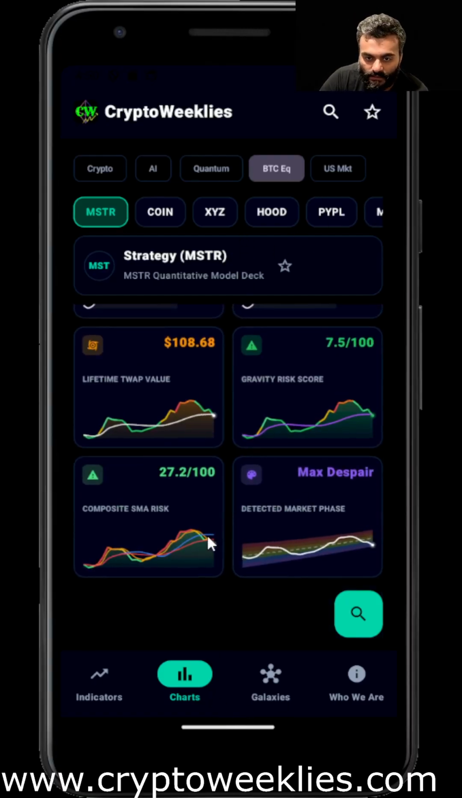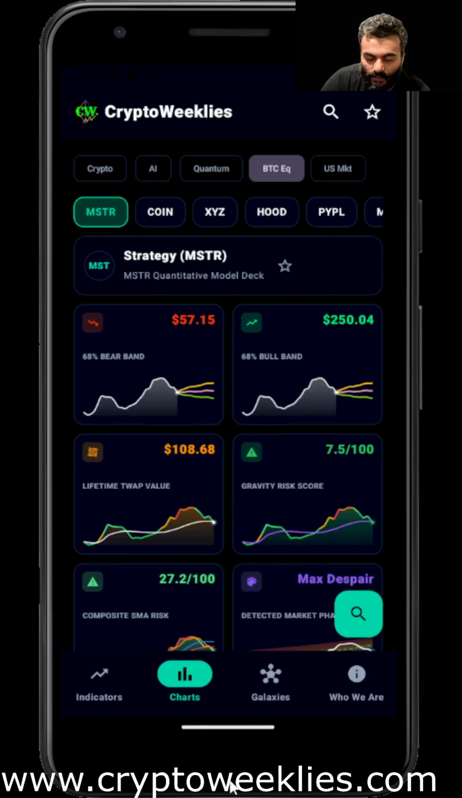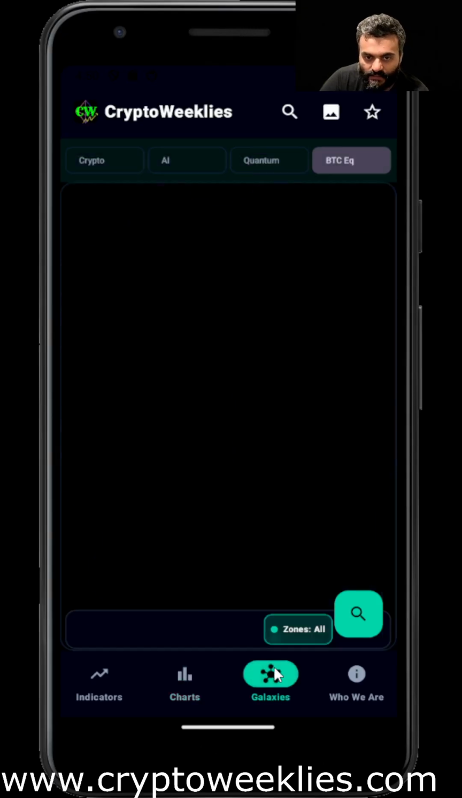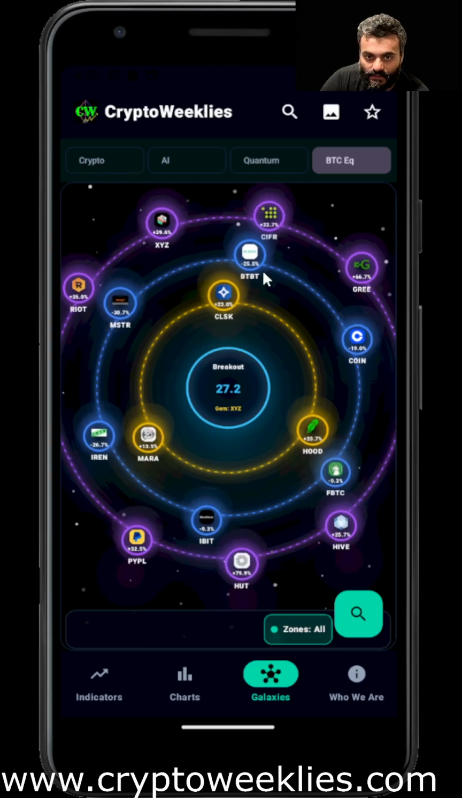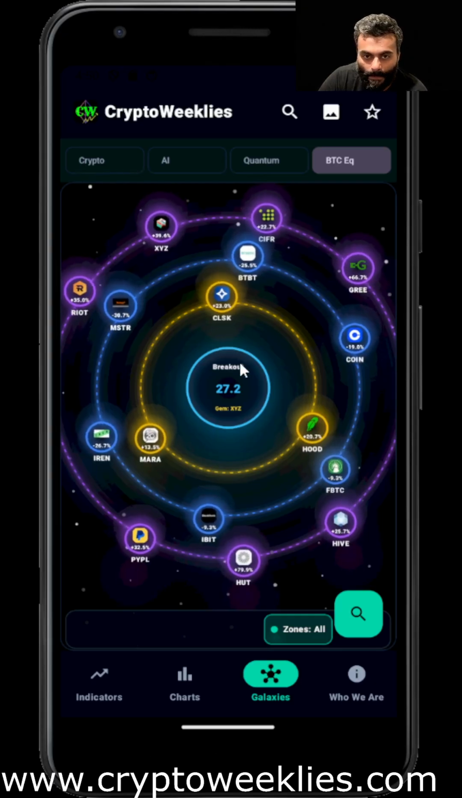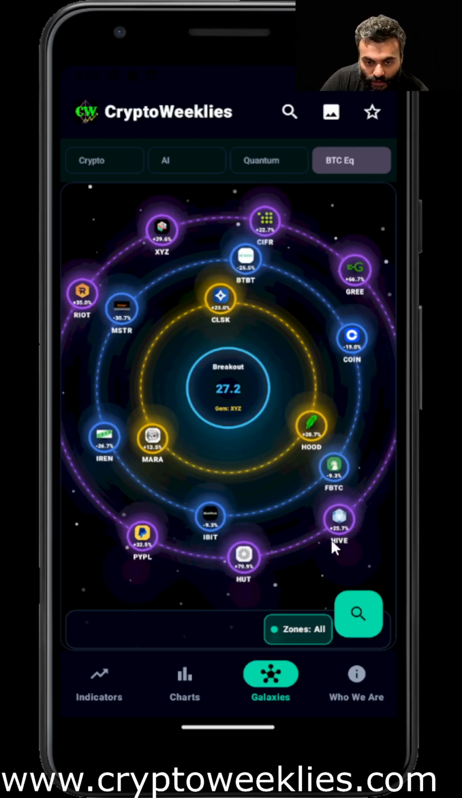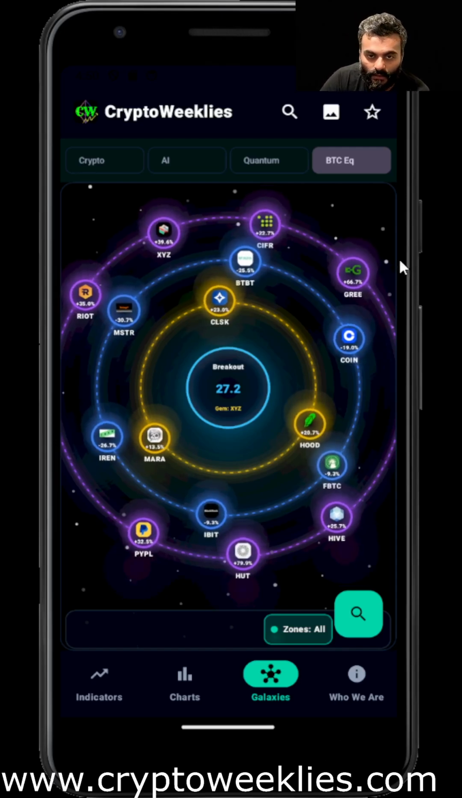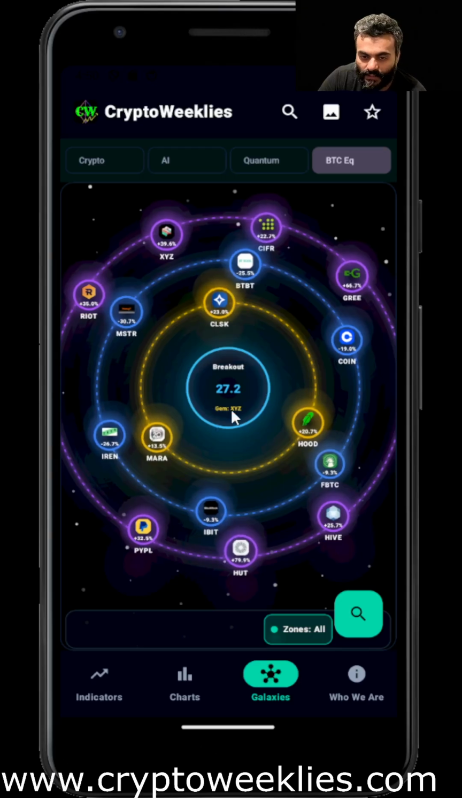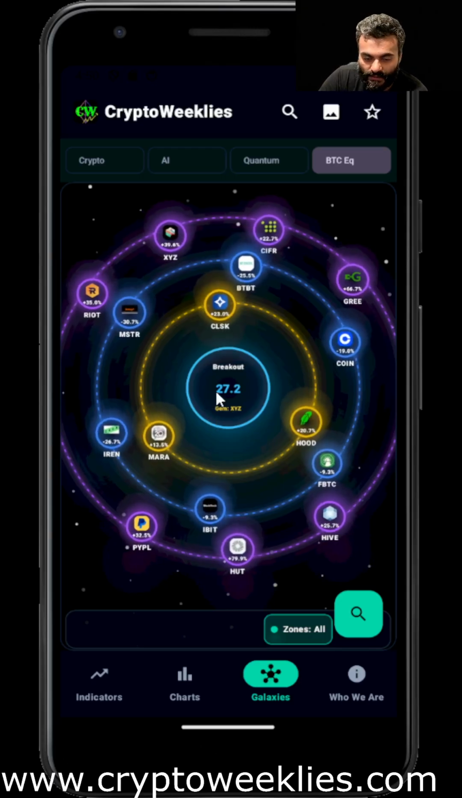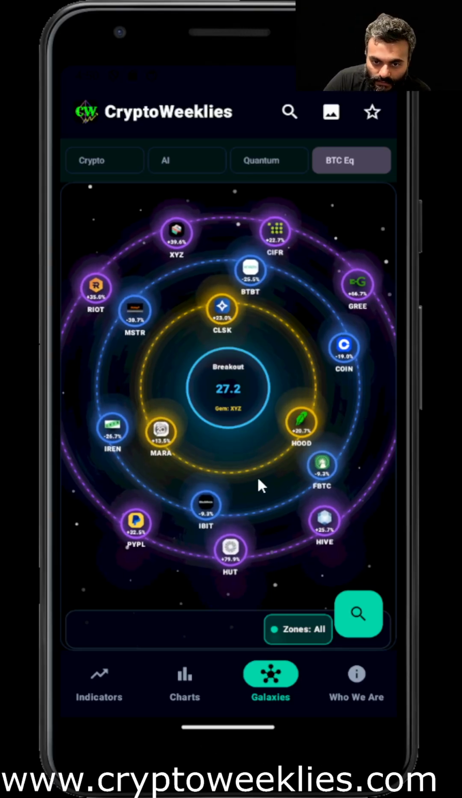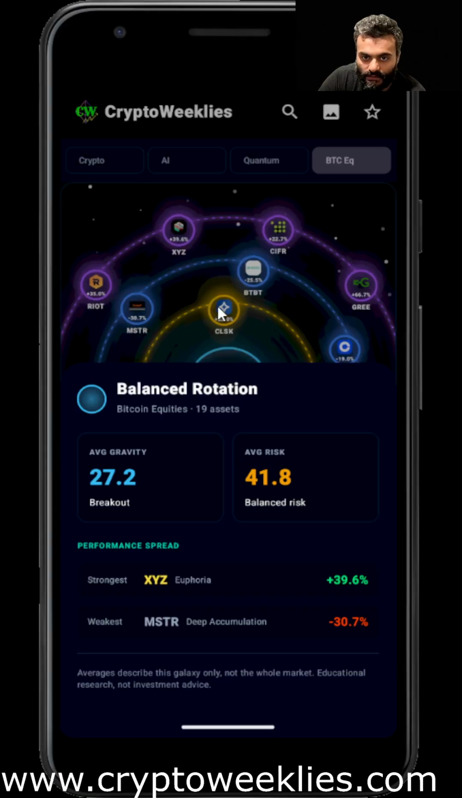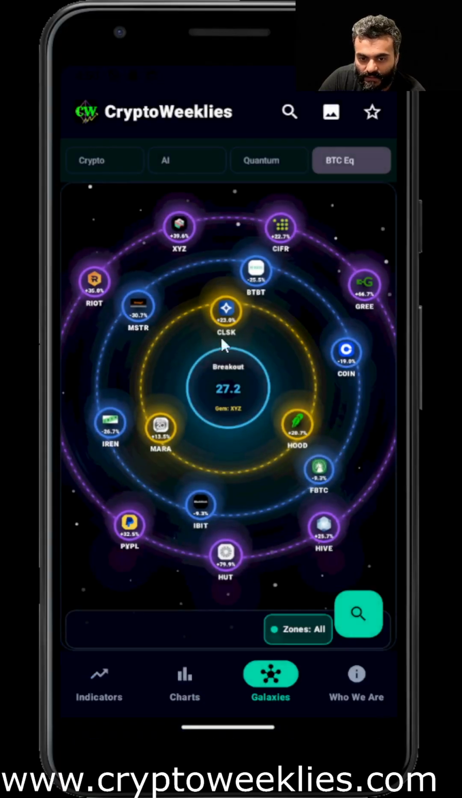And shortly you will also be able to do comparisons amongst different assets and different asset classes. What we have over here is also Galaxies, which identifies how the shape of one particular asset class is shaping up. So, for example, the Bitcoin equities asset class as a whole has a plethora of assets in it. What's the overall status of this asset class?